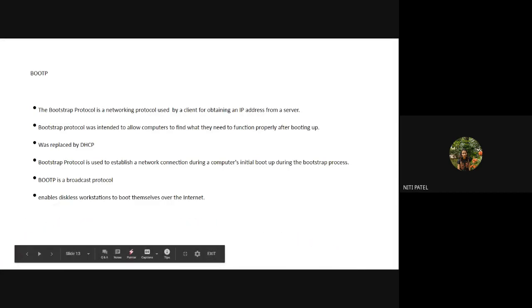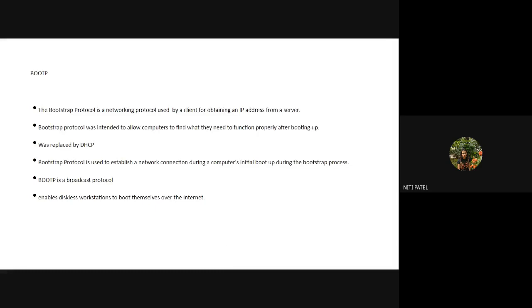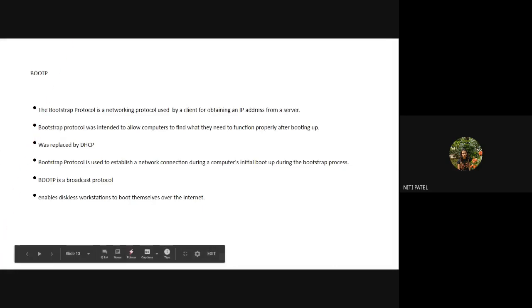So DHCP is used to assign the IP addresses. ARP and RARP are used for calculating the respective MAC and IP addresses for the further communication of the resources. Okay. Now let us see the next protocol called the BOOTP protocol. What does this BOOTP protocol stand for? It stands for Bootstrap protocol.